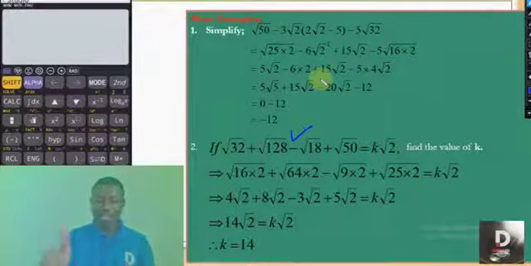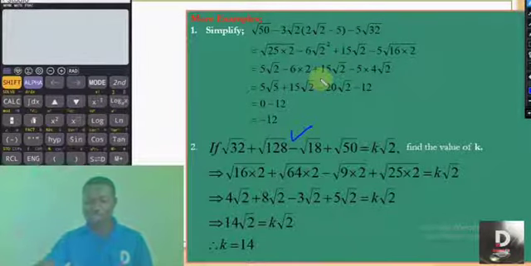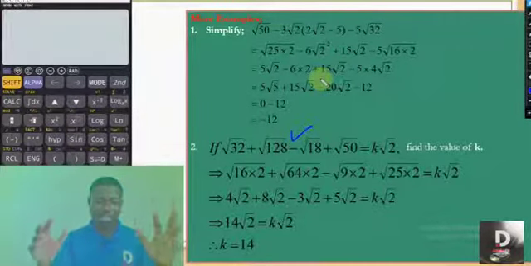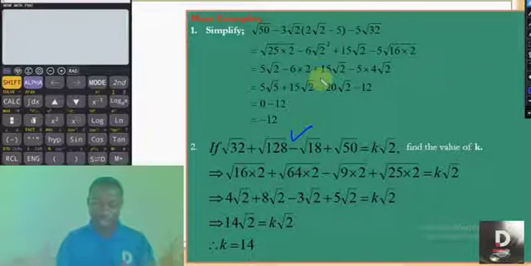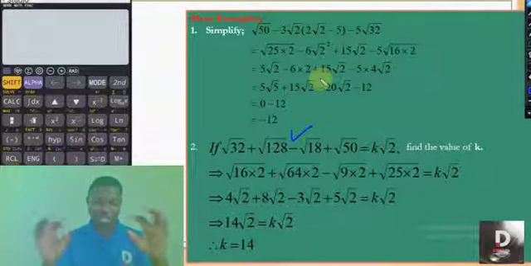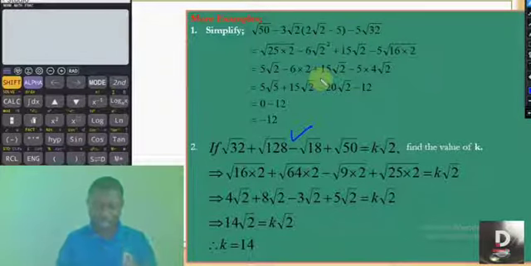If this and that and that and that equal to k root 2, find the value of k. Like I said, because it's an equation, put x there and work it, because you may not find k on your calculator. Put x there. Whatever I get for x is the k. So let's go quickly.